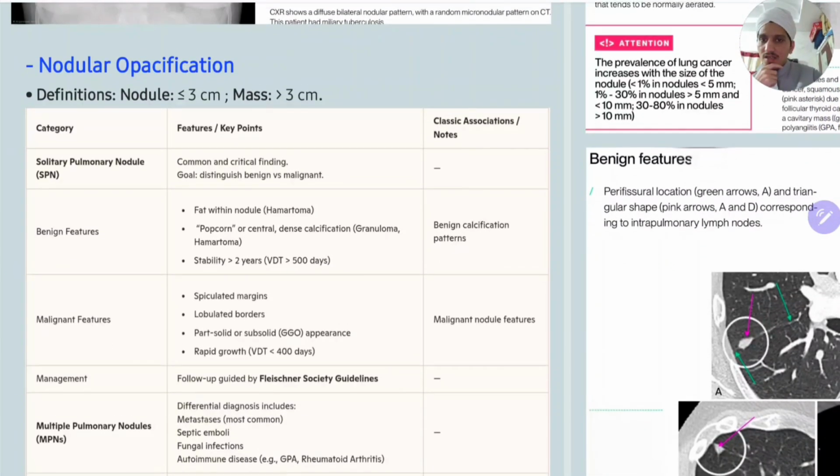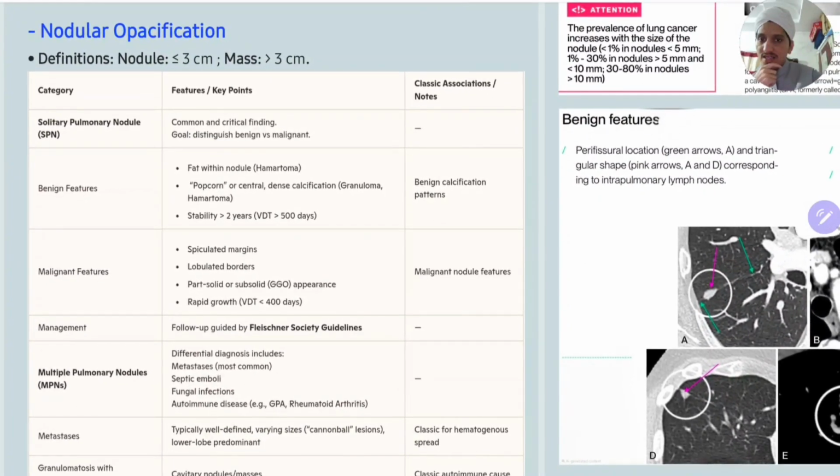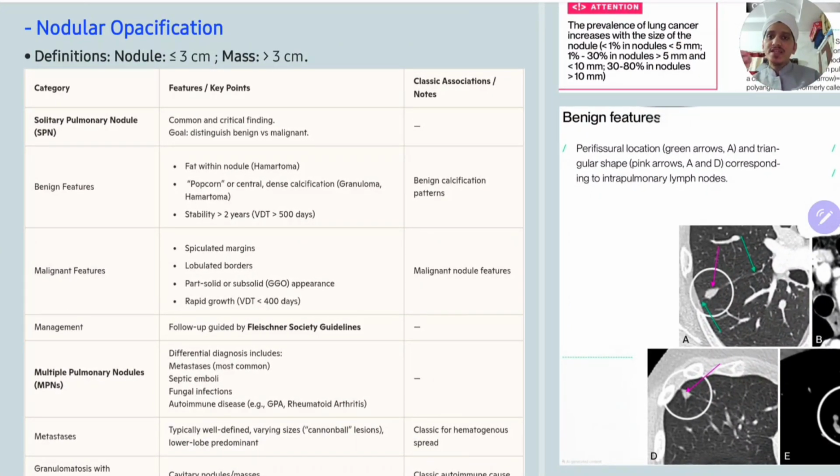Now we will learn about nodular opacification. This is very important because dangerous things like carcinoma can be hidden in nodular opacification. It is called a nodule when it is less than or equal to 3 centimeters, and it is called a mass when it is more than 3 centimeters.